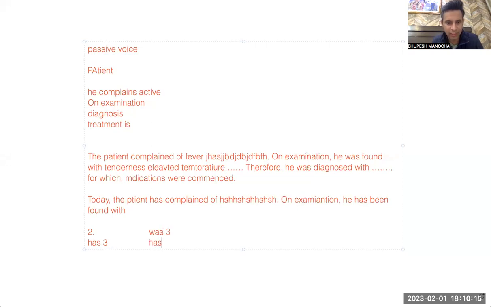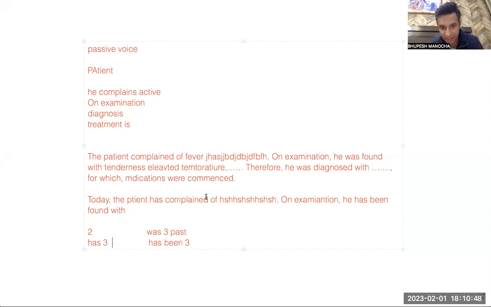This is the only thing you need to remember. That is the only grammar in OET writing. Active, second form. Passive, was or were plus third form. This is past. Has plus third form, active: the patient has complained of. And has been plus third form. So there are three third forms and only one second form. Second form is in the past, active, and has plus third form is active present.